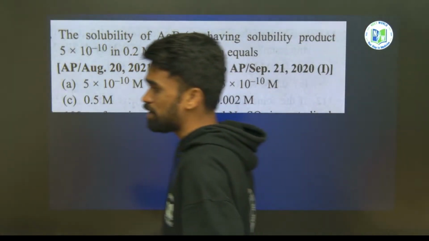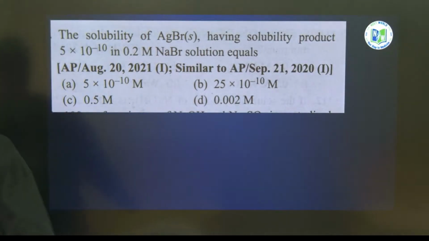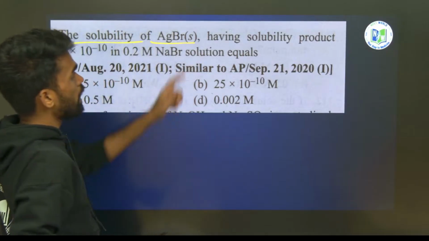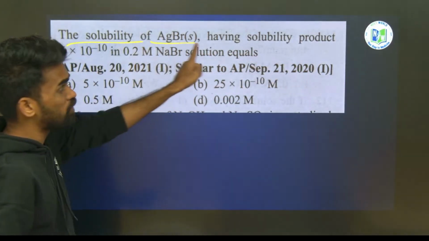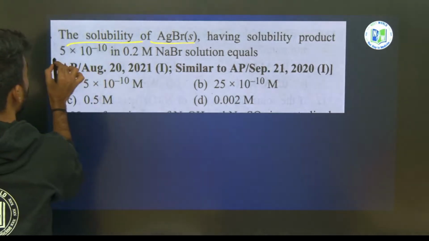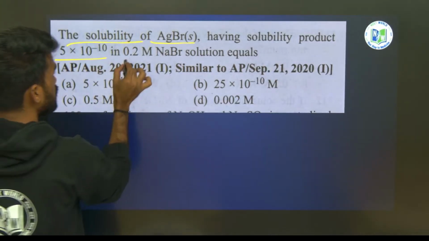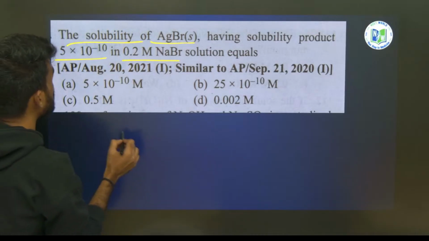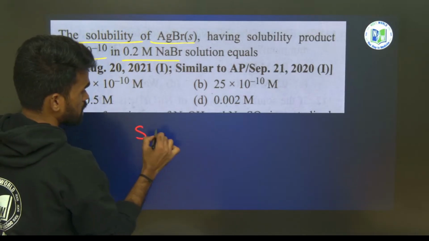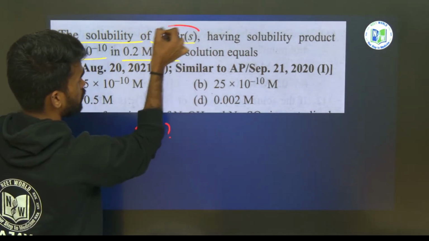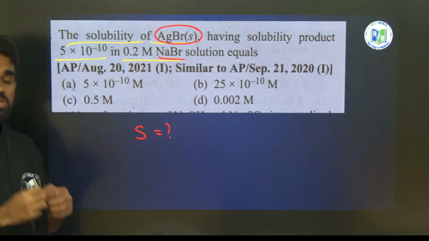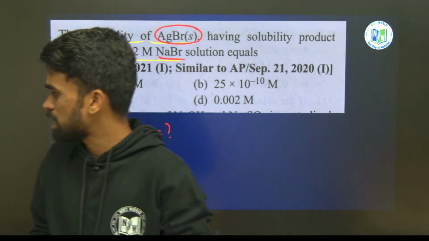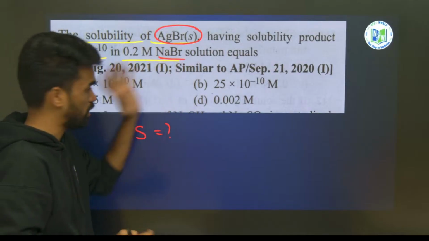So look here, we have a question from equilibrium. Read the question. The solubility of AgBr, having solubility product 5 into 10 power minus 10, in 0.2 molar NaBr solution equals what? They are asking for the solubility S of AgBr in the presence of NaBr. So this is a concept called the common ion effect in solubility. Just follow the session for a few more minutes, you will get it easily.